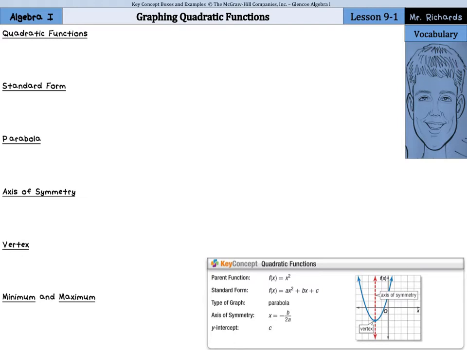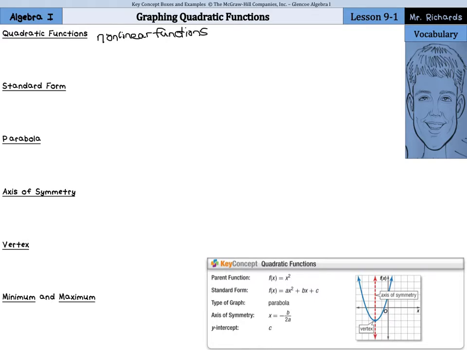Today's lesson is on graphing quadratic functions. It's our first in Chapter 9. We have some vocabulary that we need to get down first before we go through our examples. So first off, let's start with what quadratic functions are. Well, quadratic functions are non-linear, meaning they're not going to be in a line.